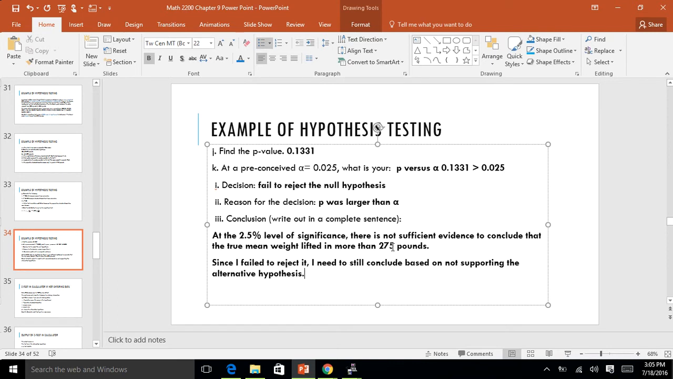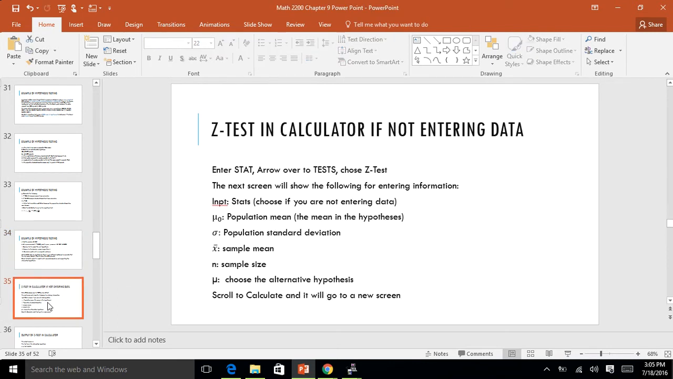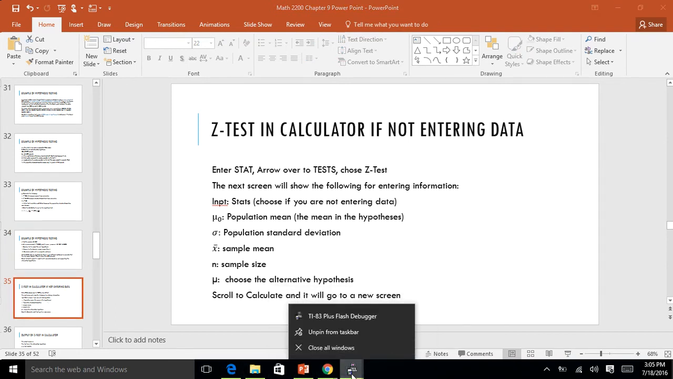All right, so let's go on. That was one with the data in the calculator. So let's look at one when you're not entering data in the calculator. Let me go back to this.